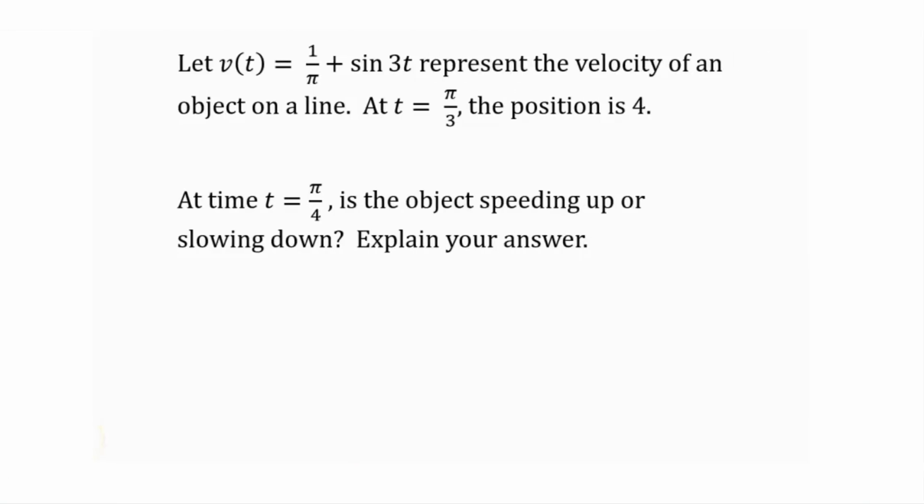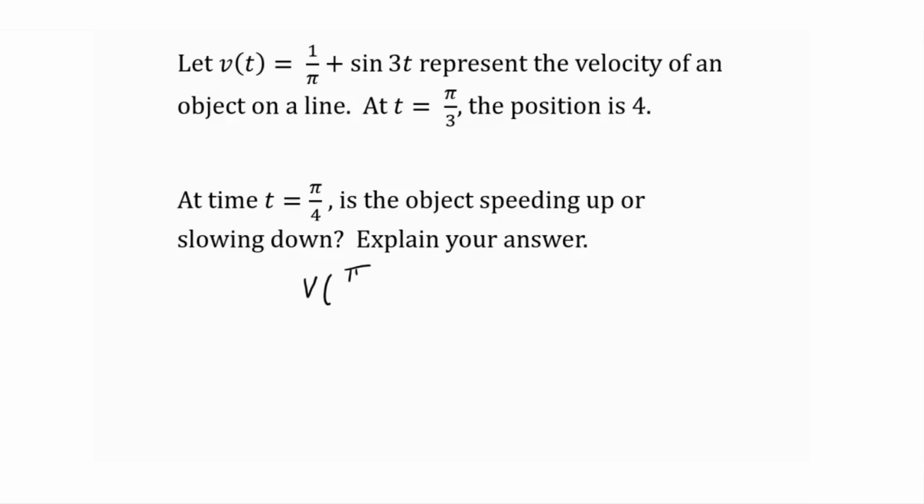All right, for the next part, at time t equal pi over 4, is the object speeding up or slowing down? Explain your answer. In order to determine if an object is speeding up or slowing down, we have to compare the signs of the velocity and acceleration. If velocity and acceleration have the same sign, either both positive or both negative, they're working together and the object will speed up. If the velocity and acceleration have opposite signs, they're working against each other and the object will be slowing down.